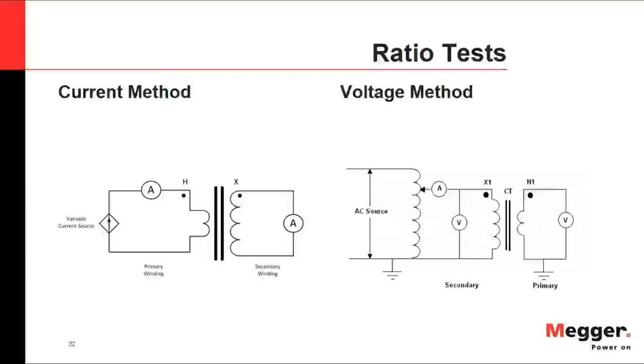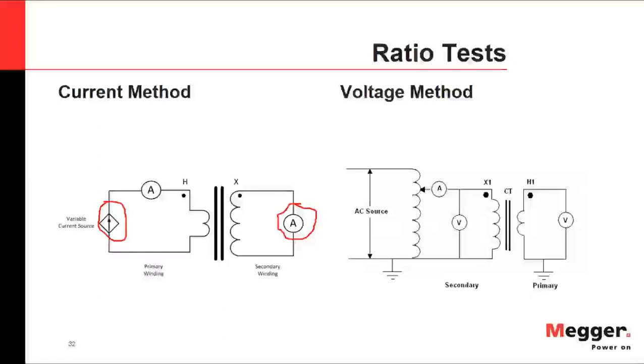For the current method, you need a variable current source, but it might be a little bit complicated for you to bring an AC source for current going all the way up maybe to 1000 amps or 2000 amps, or whatever is the current that you need to run the test on the primary side of that transformer. And on the secondary side, you will need an amp meter to be able to measure the reflected current to the secondary.